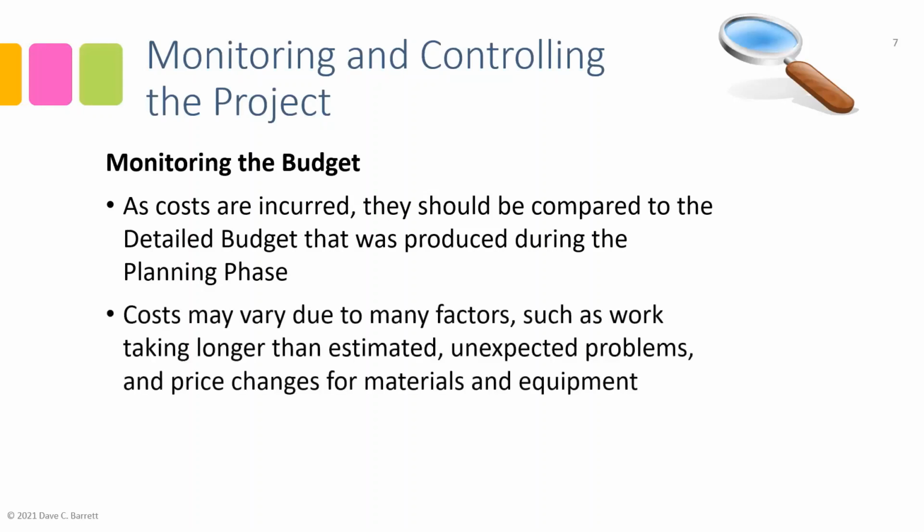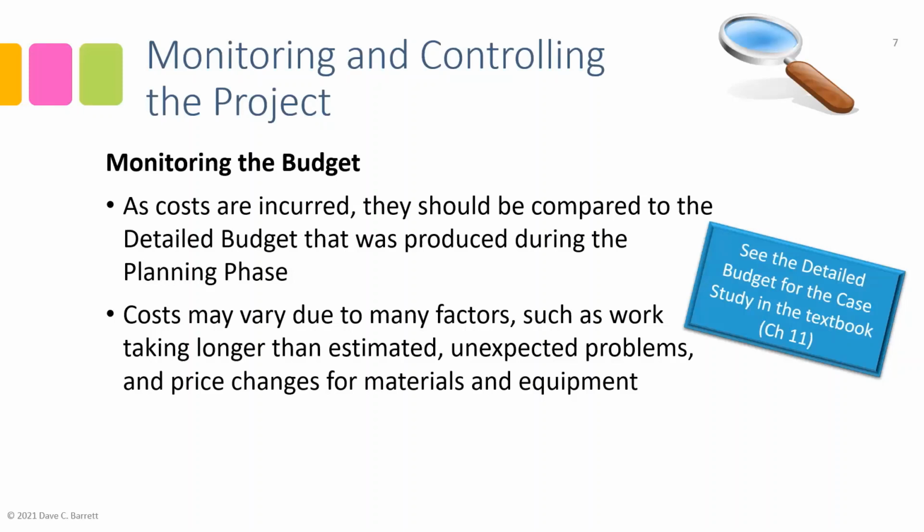Now, just like the schedule, costs may vary due to many factors. A budget will not necessarily be exactly correct because there are variations. In the real world of projects, things vary, such as unexpected problems, price changes for materials and equipment, things taking longer than estimated, and other reasons as well. For an example of this, see the detailed budget in chapter 11 of the textbook. You can see where the actual expenses, the actual costs incurred, are logged and compared to the budget in the same time periods as the budget was set up.